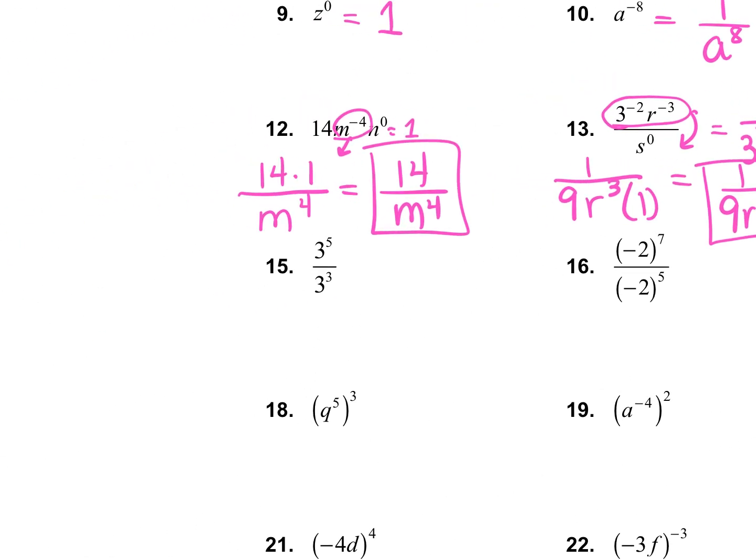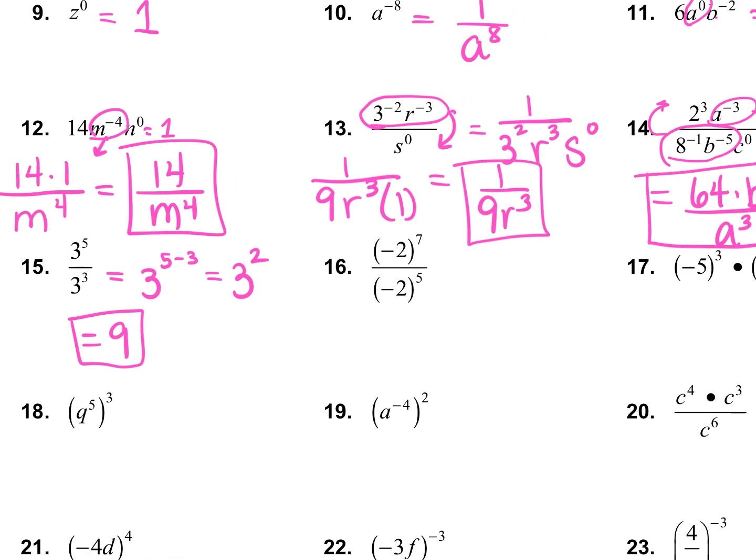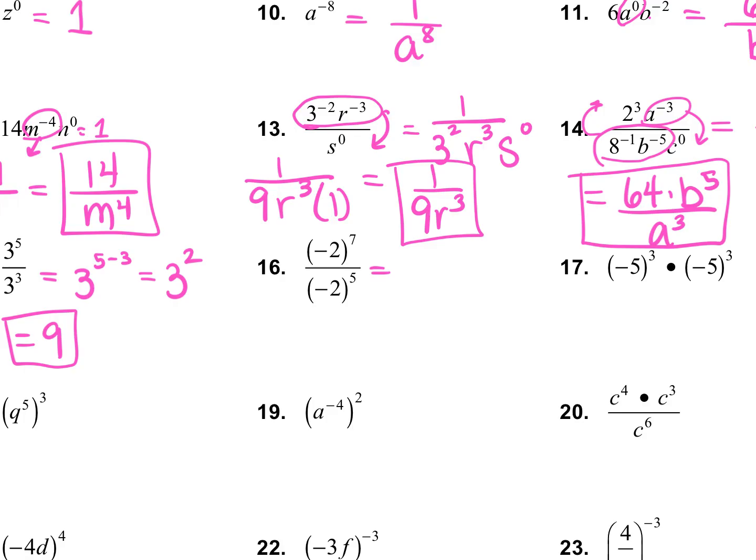Then remember, our quotient rule is real helpful here. You guys could totally evaluate it in your calculator. This is a great one for that. But this is also 3 to the 5 minus 3, which is 3 squared, which is 9. That's our quotient rule. Another quotient rule here, we'd have negative 2 to the 7 minus 5, which is negative 2 squared, which is 4.